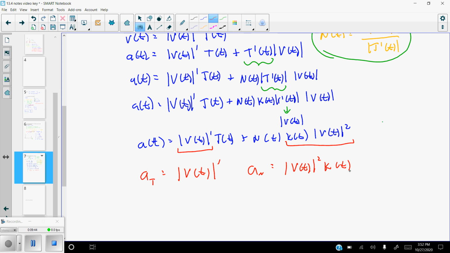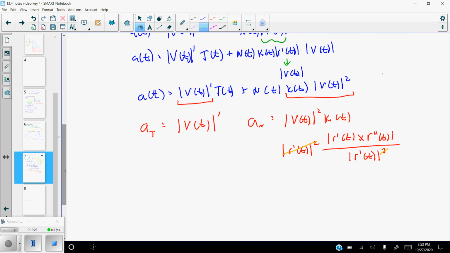But we have a good formula for the curvature. The curvature formula that we used was the magnitude of r prime of t cross r double prime of t, all divided by the magnitude of r prime of t cubed. But remember, the velocity is r prime of t. So I can rewrite this as the magnitude of r prime of t squared. Well, the nice thing is there, we're going to get some cancellations. That magnitude of r prime of t squared is going to get rid of all except for one of those of the cubes.